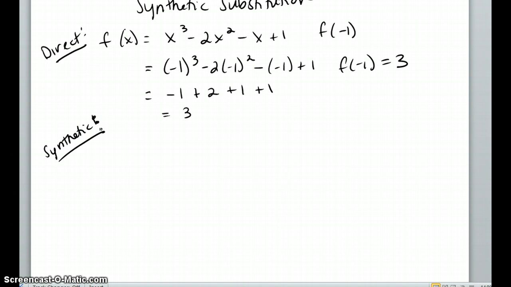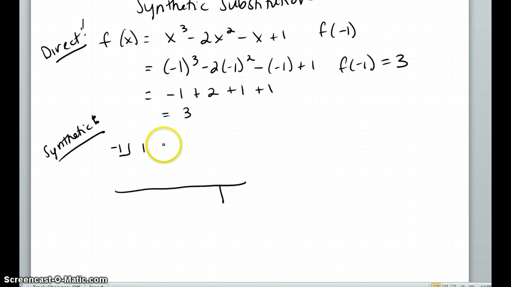Just like with division, you're going to make a little bracket out here and draw a line with a bar. Then you're going to take the number that you want to evaluate with, so -1. You do not do the opposite sign. That's a great note here. We're not doing synthetic division. We are evaluating a function for a certain number, so we want to include that number when we do the problem.